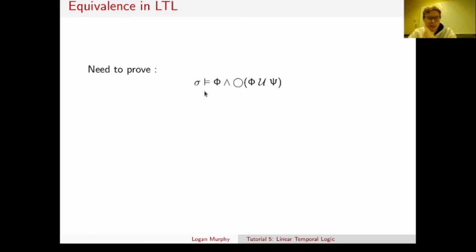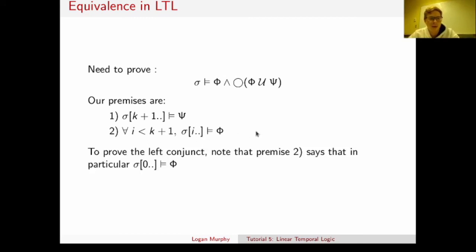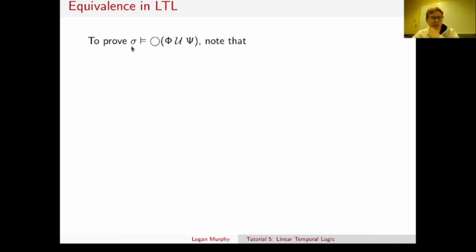Okay, so if we're just taking this as our goal to be proved here, recall our premises, substituting k plus 1 for j. To prove phi, we have a universal here, right? No matter what k is, we're looking at i less than k plus 1. Now if we choose i equal to 0, the least that k could be is 0, but 0 is still less than 0 plus 1. So this inequality holds, and sigma at 0 satisfies phi. And that's exactly what we need for this left conjunct here. So now we just need to prove that sigma satisfies next phi until psi.